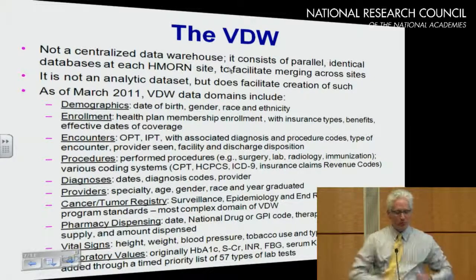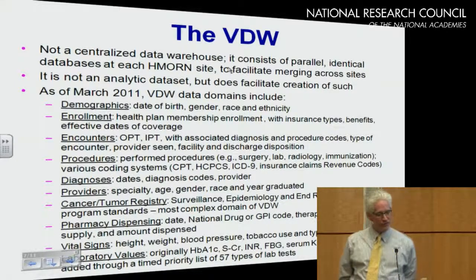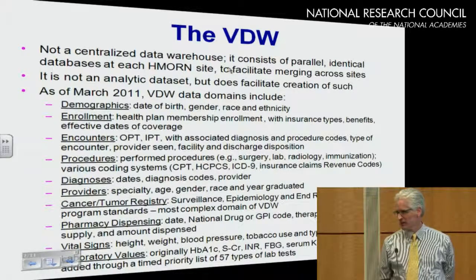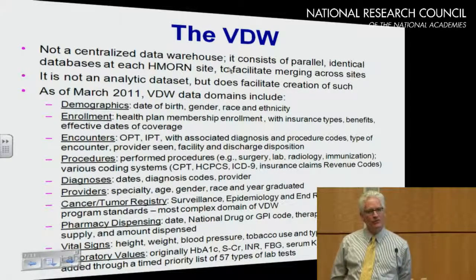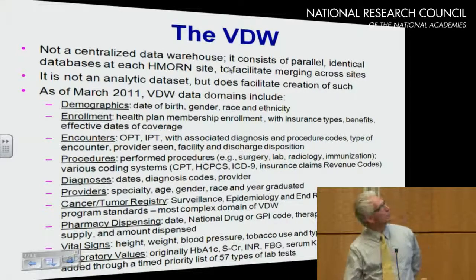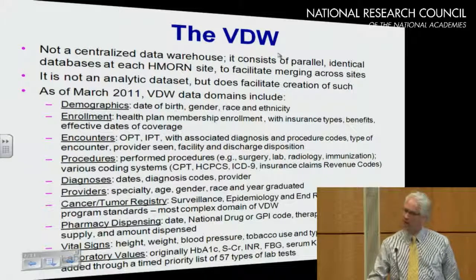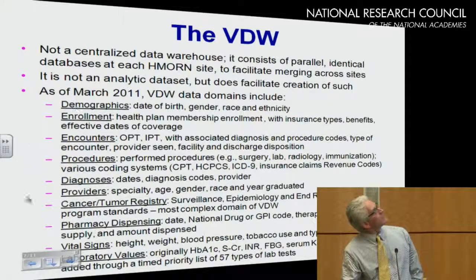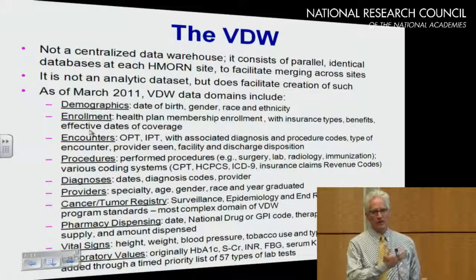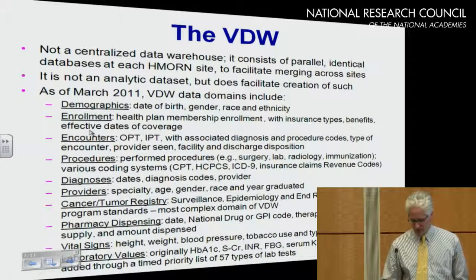It consists of parallel identical databases at each HMO-RN site to facilitate merging across sites. It's not currently an analytic data set, but it is much easier to use to create one than the way I've been doing it. And as of March 2011, the HMO-RN members collaborating on the VDW have agreed that this is what will be in their VDW. So you can get a sense for the kinds of variables that are in there now. And I can bring this back if you guys have any questions about that.